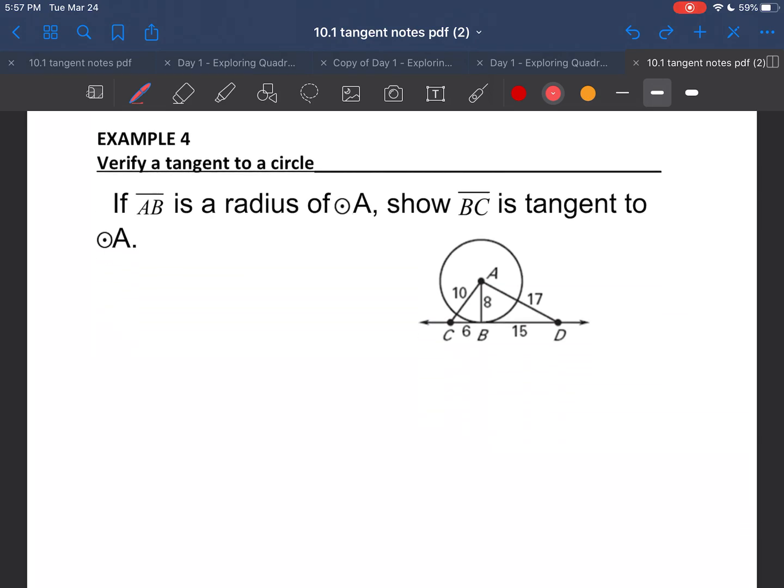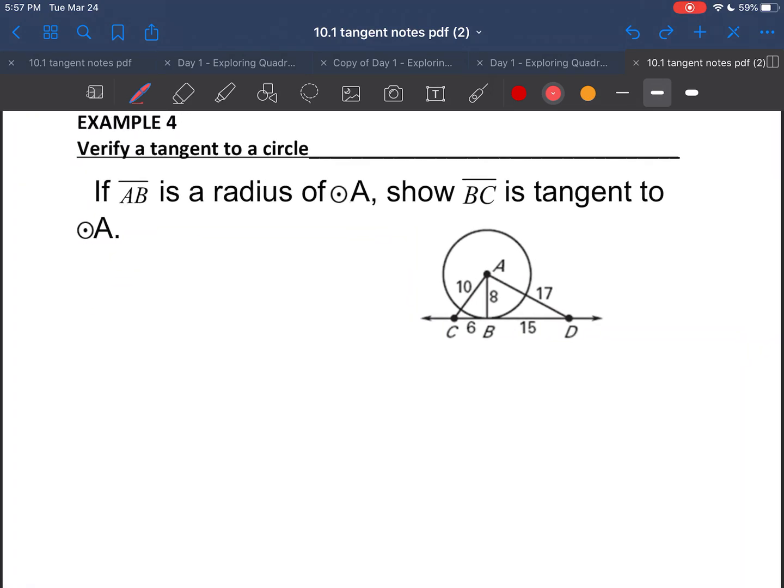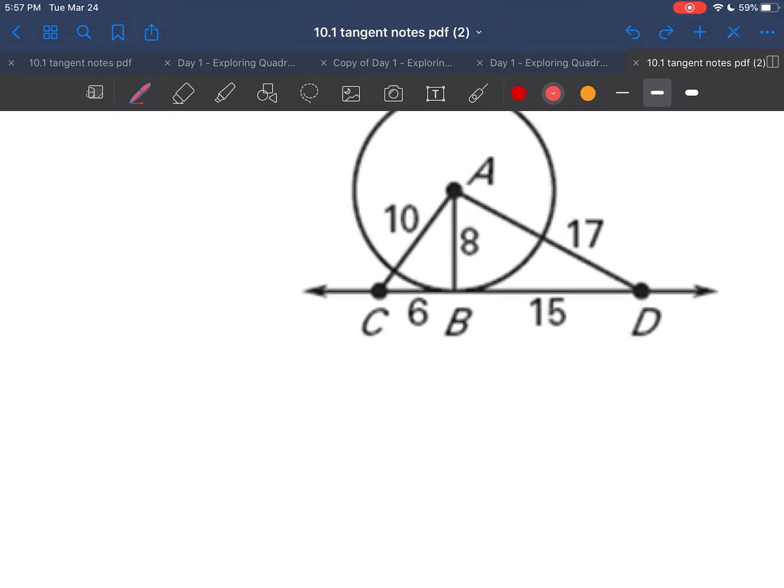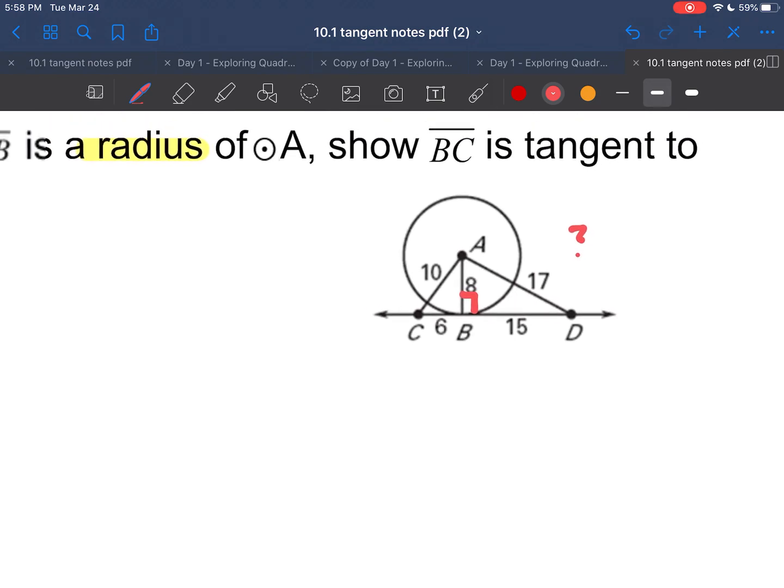So let's look at an example. Let's verify if segment AB is a radius. We are being told that this is definitely a radius of circle A, and we want to show that segment BC is tangent. Remember, tangents can be segments or rays as well, but I'm trying to show that this is actually a tangent line. So I'm going to put a big question mark out there. How can I determine if that's a right angle?